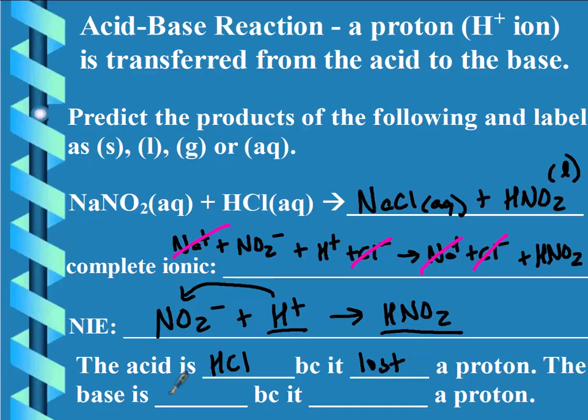And then the base must be NaNO2, or we could say NO2 negative, either of those things, because it gained a proton. So technically we didn't need the sodium, the NO2 is the thing that's gaining the proton. But without the spectators, it's much clearer to see that it's an acid-base reaction. We had a hydrogen combining with a base to make HNO2.